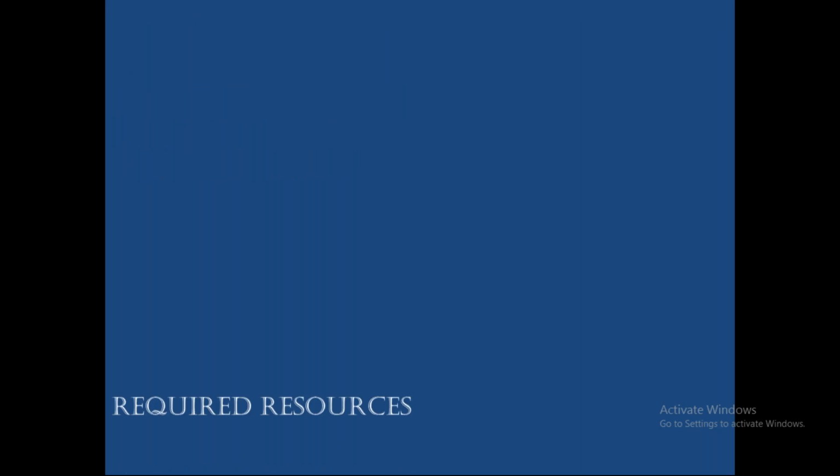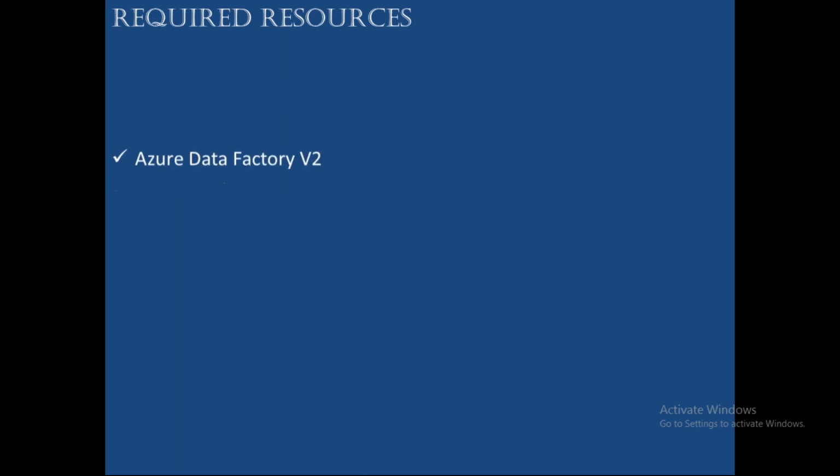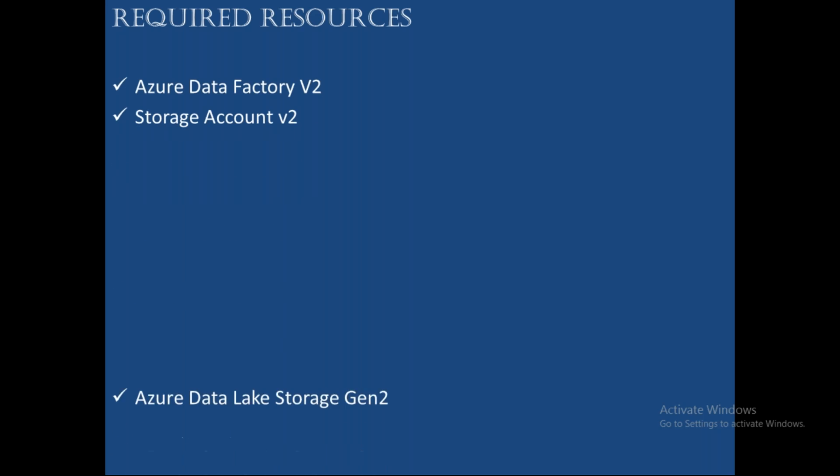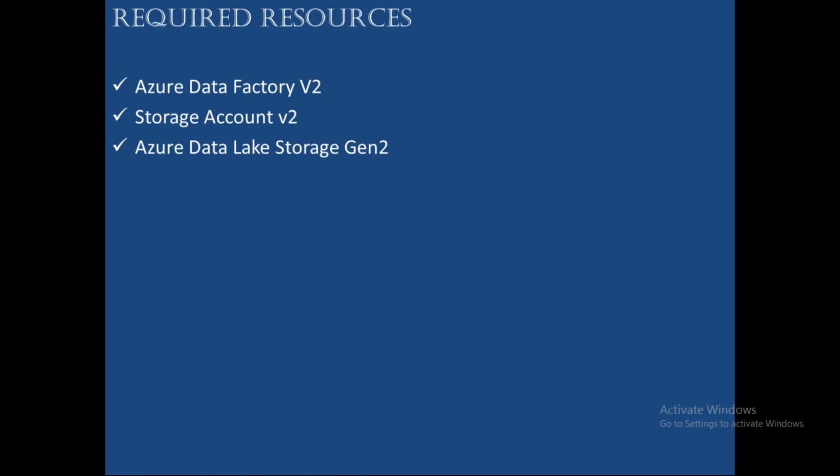Now, required resources. What are the required resources? We need Azure Data Factory V2, a storage account V2, and Azure Data Lake Storage Gen 2. Whenever I upload a file into storage account V2, I need to run a pipeline. Whenever I delete a file from storage account V2, I need to run a pipeline. Next, whenever a file is added into Data Lake Storage Gen 2, I need to run a pipeline. Whenever I delete some file from Azure Data Lake Storage Gen 2, I need to run the pipeline. That's why these are the three required resources.